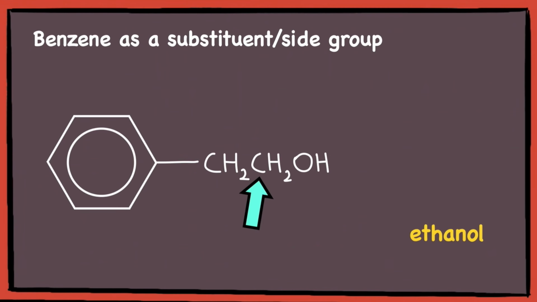So the carbon atom here that is attached to the alcohol functional group will be labelled as 1 and so on. And since the benzene side group is attached to the second carbon atom of the parent chain, the prefix is called 2-phenyl. Combining everything together, this organic compound has the name of 2-phenyl ethanol.